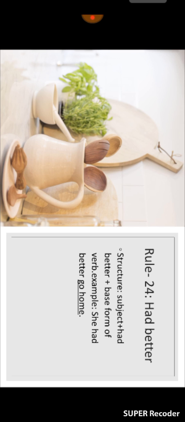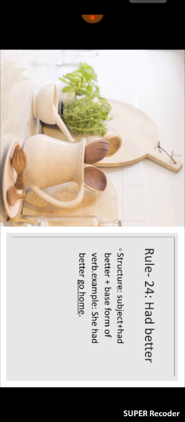One example will make it clear. She had better go home. Here she is the subject, had better is the word. Then we use here go, the base form of verb, and another word or extension of the sentence. So you should remember that after had better we should use base form of verb.